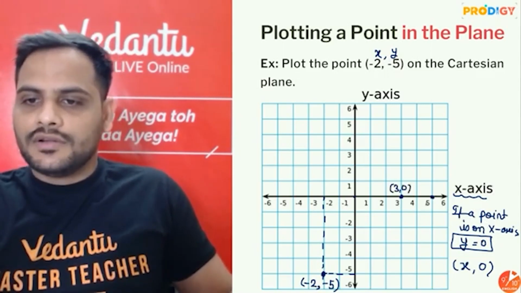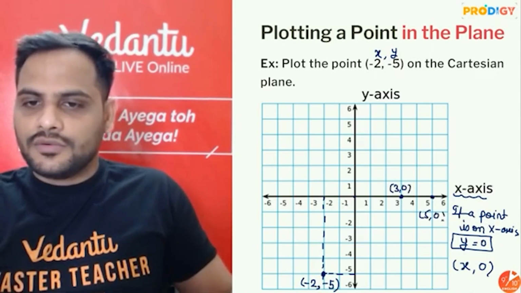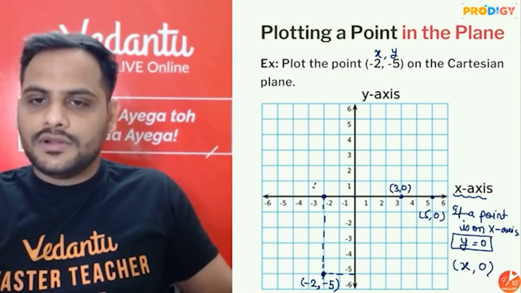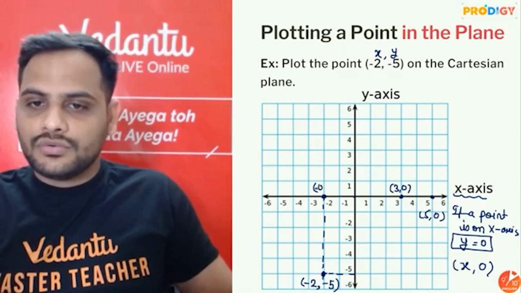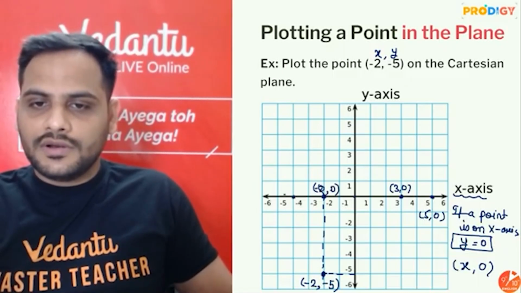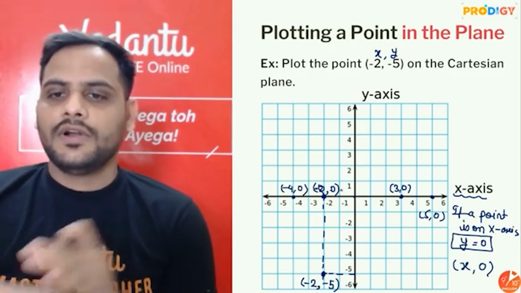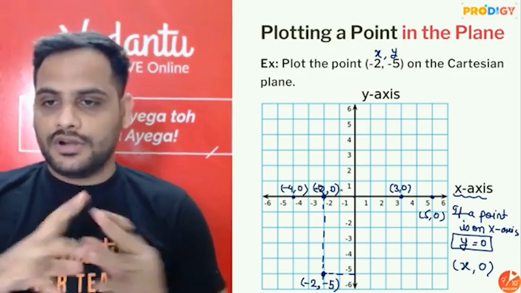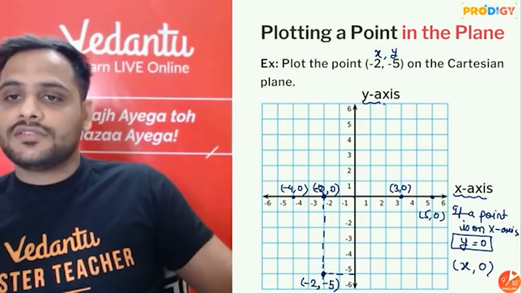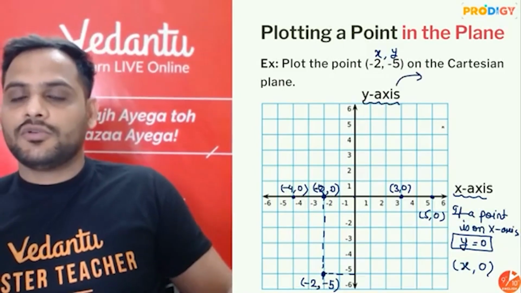Same way this point will be (5, 0). Same way this point over here will be (-2, 0). This point over here will be (-4, 0), and so on. All right. So this is how you can write the coordinates. On the y-axis, same thing, opposite. Only thing we have to do is opposite.